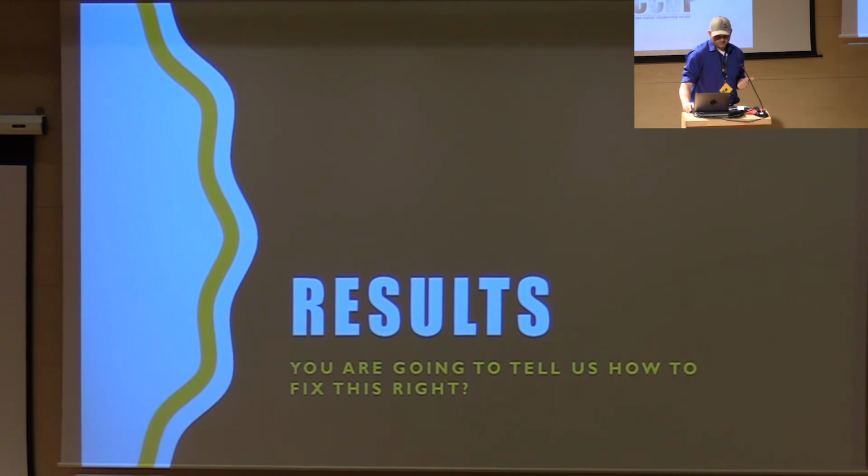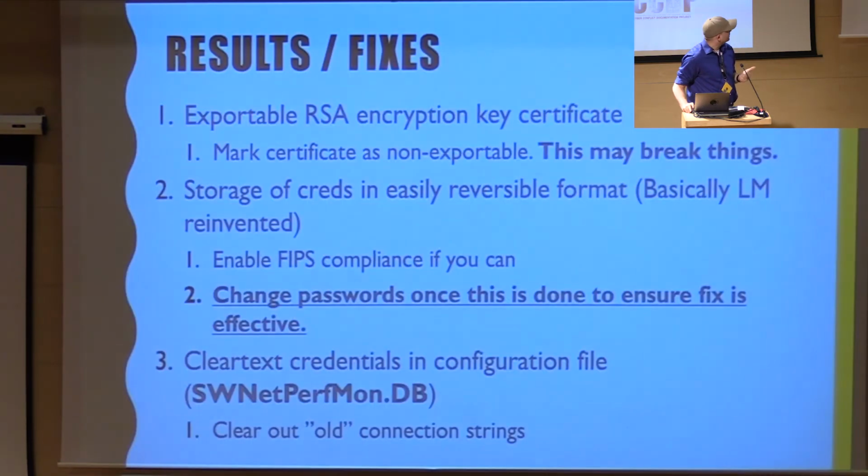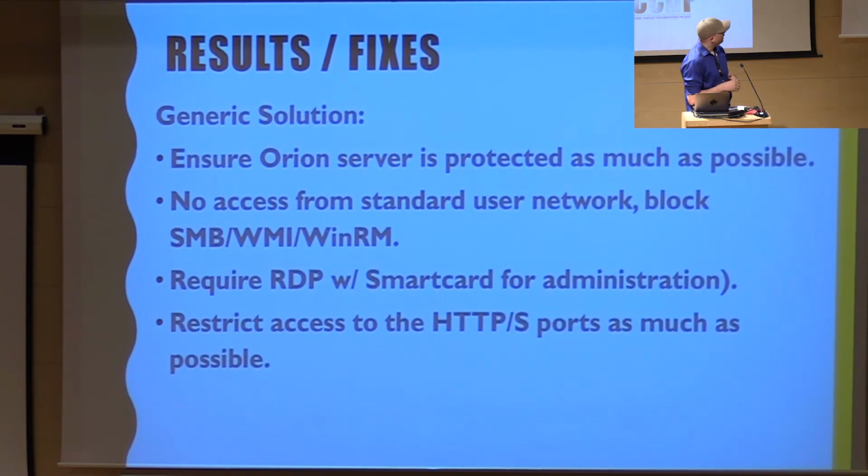So here's the end results. So we had an exportable RSA key, fix compliance if you can. How to fix the SW perfmon stuff is to remove it, and basically to fix this thing is to only require RDP access if possible, nothing else. And there really isn't a way to fix the encryption part other than turning on FIPS.